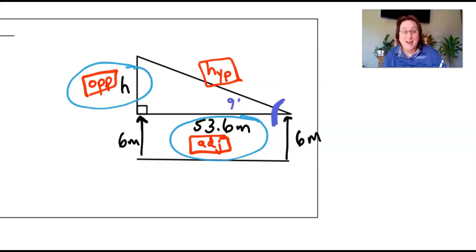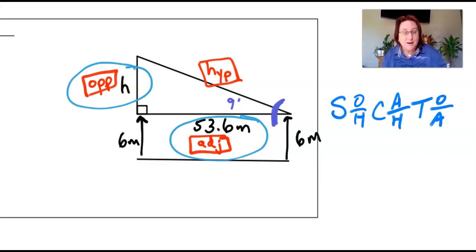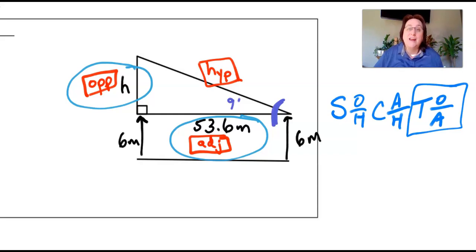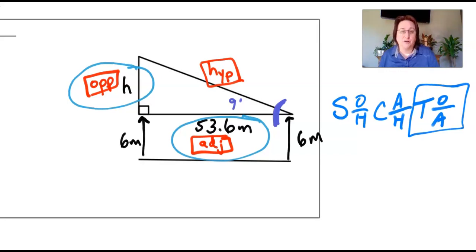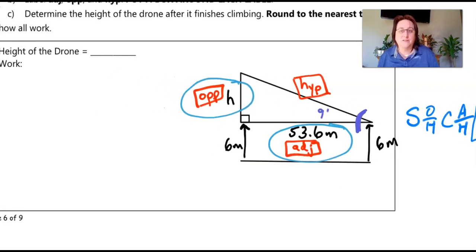Hey, did you guys say that you should use tangent, right? Because if I were to write down SOHCAHTOA over here, opposite and adjacent, that is the tangent function. So we're going to use the tangent function. Okay, so let's go set this up.